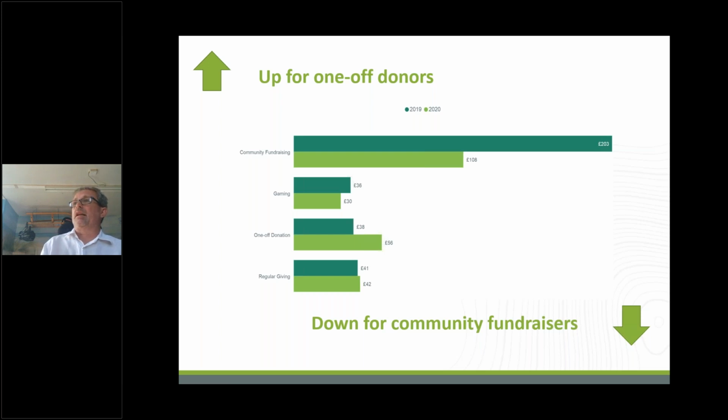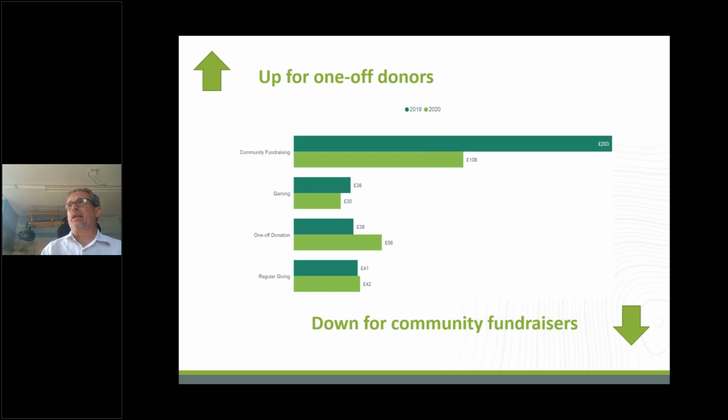Looking at this at a product level, it shows really again, and I seem to keep returning to this, but one-off donations are the big winners here, and we've seen a big increase in the value that those supporters are giving. So up from £38 to £56. Regular giving shows a slight increase, and gaming shows a slight drop. But the one negative side from the picture that is emerging here is the value from community fundraising and from the people recruited and engaging with those events.